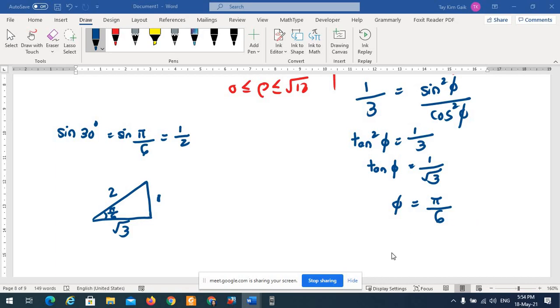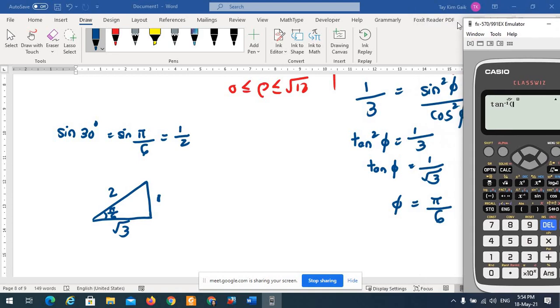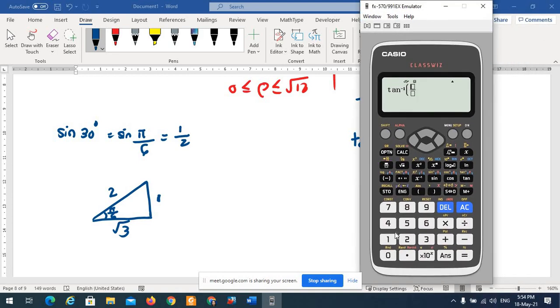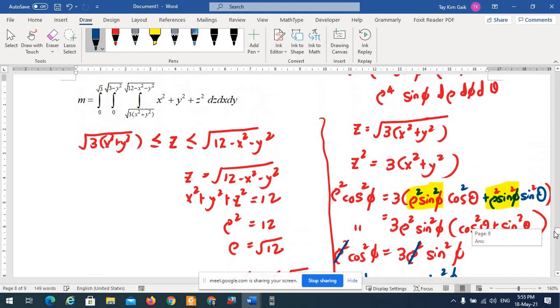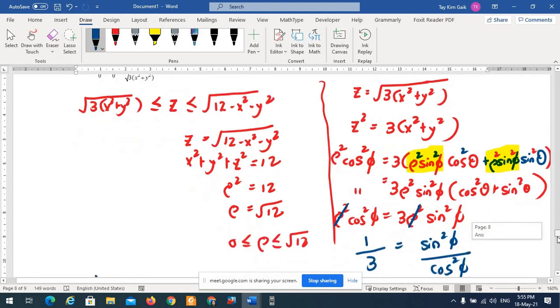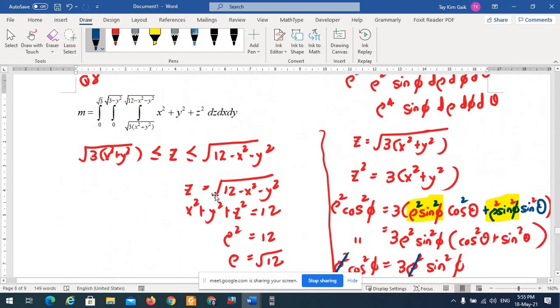Or you may use your calculator. Just make sure it is in radian, arctan of 1 over root 3 gives pi/6. So now you have the limit for your phi from 0 up to pi/6. That's why I said the phi depends on the cone equation. If the cone equation is z equals root 3 times root of x squared plus y squared, solving the cone equation, we get phi is pi/3. If z equals square root, this is 1, of x squared plus y squared, solving, again you get phi is pi/4. So now we already have the rho, phi, theta.